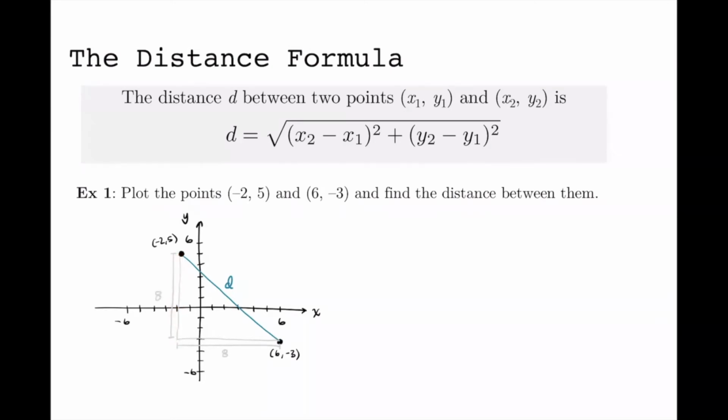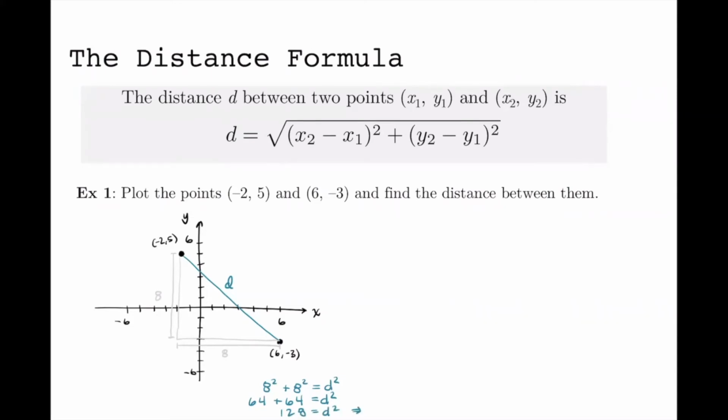Now using the Pythagorean theorem, we would say that 8 squared plus 8 squared equals d squared. And then we would figure out what d is. So 8 squared is 64. So we have 64 plus 64 equals d squared. And if we add 64 and 64, we will get 128. And so we need to find d, so let's take the square root of both sides.